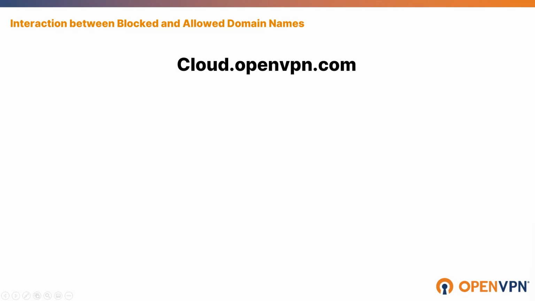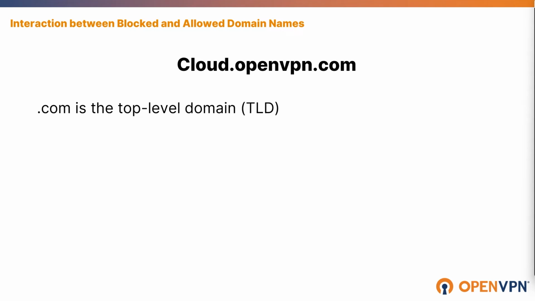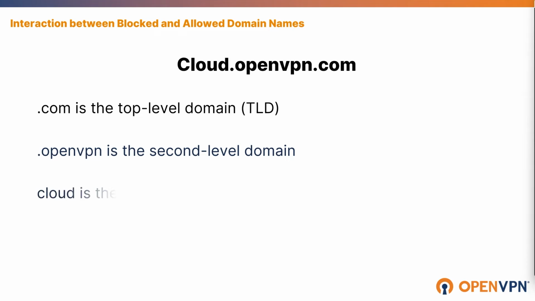We just looked at allow list and block list. Let's look at the interaction between blocked and allowed domain names. A domain name consists of multiple levels where the dot separates each level. Consider cloud.openvpn.com. .com is the top level domain or TLD. .openvpn is the second level domain. Cloud is a third level or subdomain.